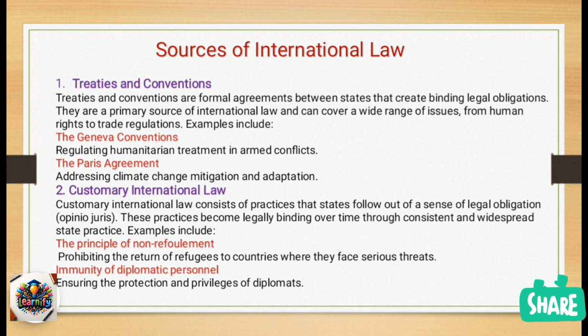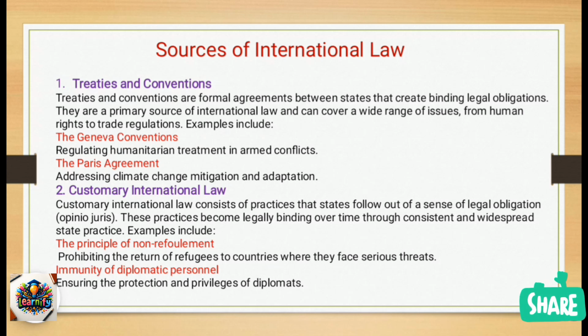Sources of international law: treaties and conventions. Treaties and conventions are formal agreements between states that create binding legal obligations. They are a primary source of international law and can cover a wide range of issues from human rights to trade or regulation. Examples include the Geneva Convention regulating humanitarian treatment in armed conflicts, and the Paris Agreement addressing climate change mitigation and adaptation.